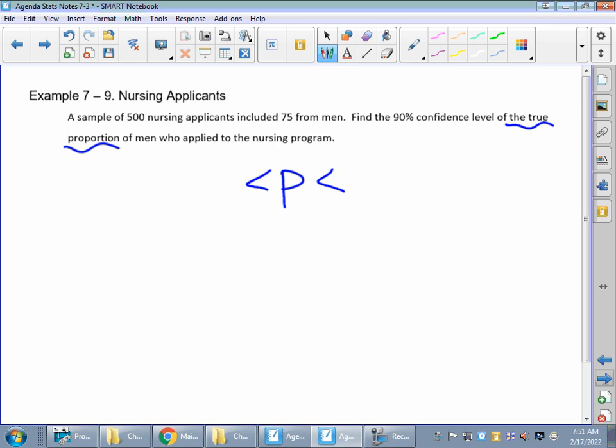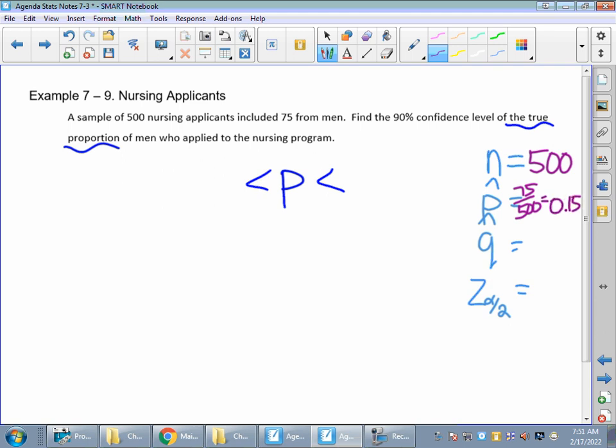So let's jot a few things down over here, things we're going to need to know. We'll need to know n, the sample size. We'll need to know p hat and q hat. We will probably need to know a z of alpha over 2, and that might be it for that formula. So jot down what you know. I mean, the easiest one, right? A sample of 500 nursing applicants included 75 from men. So our p hat is going to be the number of successes. This is about how many men, so 75 over 500 was the sample proportion. So I think that's about a 0.15.